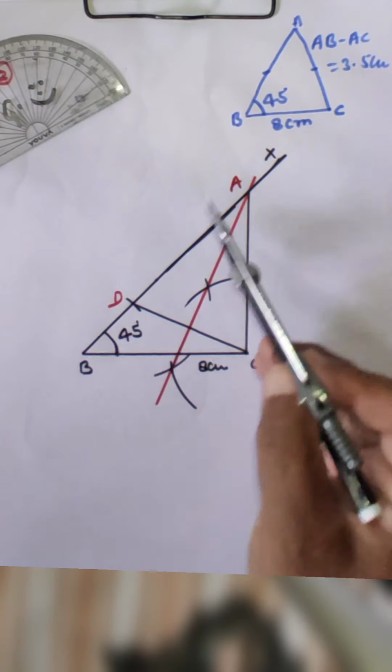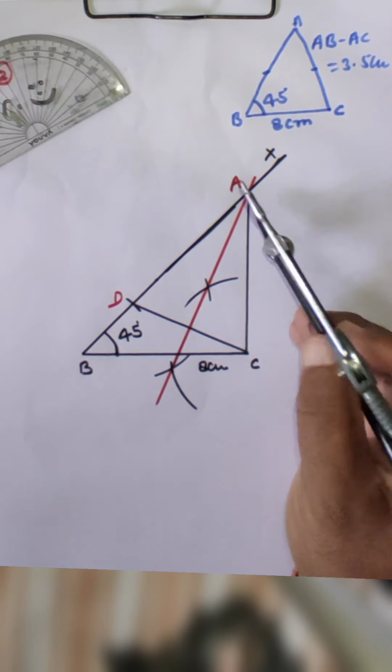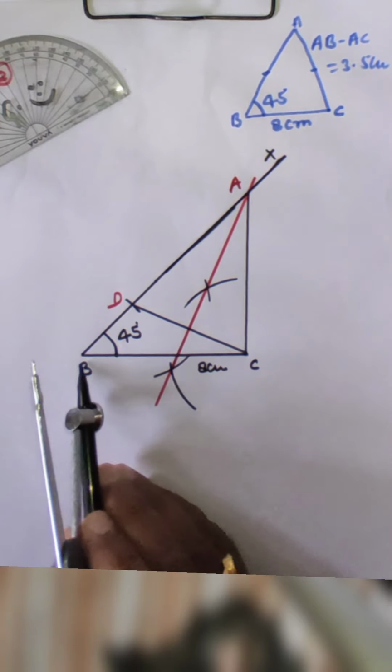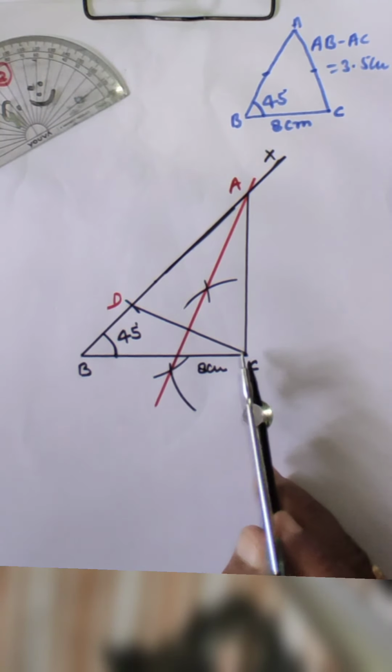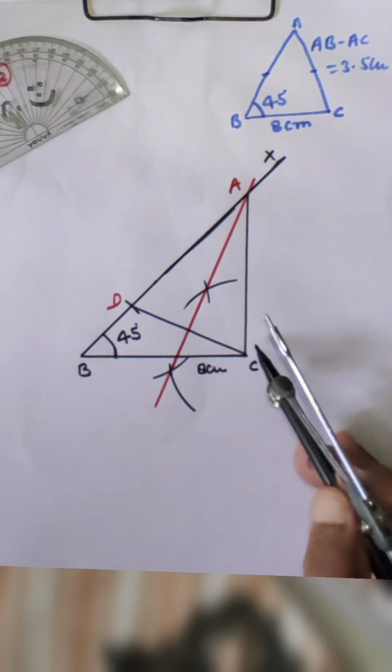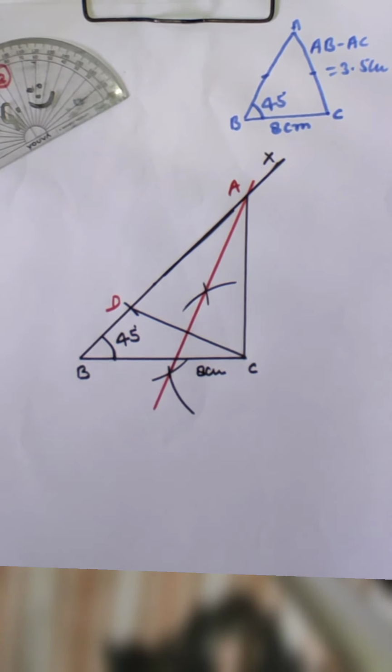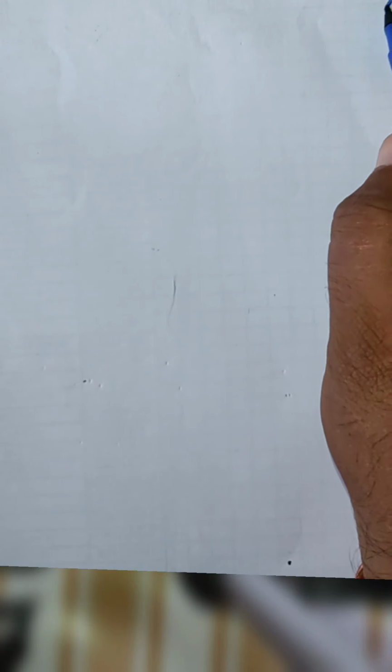Here triangle ABC is the required triangle in which angle B is 45 degree, BC is 8 centimeter, and the difference of two sides AB and AC is 3.5 centimeter. Now come to question number 3. Construct a triangle PQR in which QR equal to 6 centimeter, angle Q equal to 60 degree, and PR minus PQ equal to 2 centimeter.